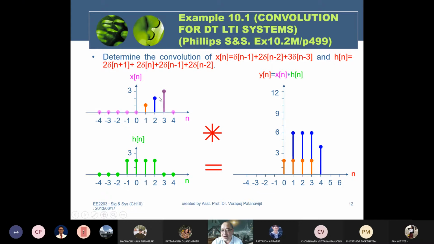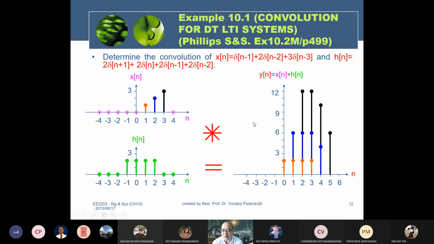Now for the right one, the black one, the magnitude of it is 3. 3 multiplied by 2 gives you 6, 6, 6, 6. You have 4 impulses, each impulse with 6 in magnitude. The location will be the same as the green, but you shift it to the right by 3. Therefore, the first impulse is located at n equals 2: 6 at 2, and 6, 6, 6.